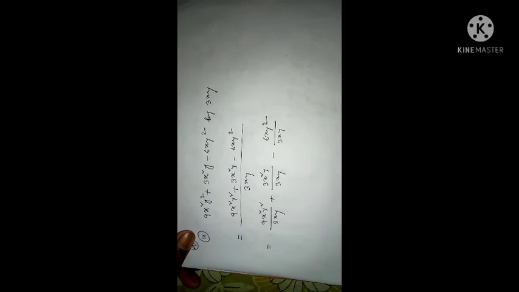Now we'll split the term. So first is 9x square y square by 3xy, then we have plus 3x square y by 3xy, then we have minus 6xy square by 3xy.